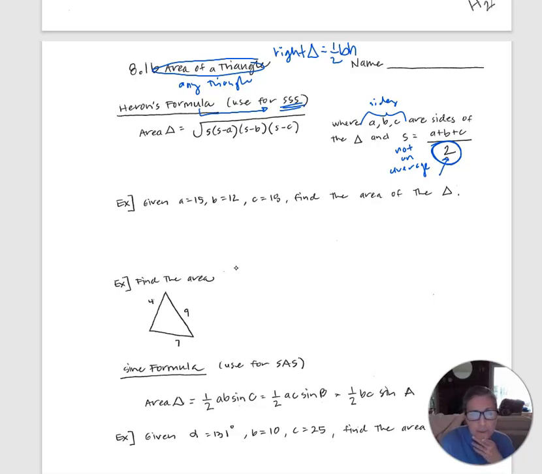It's not an average. And this is the formula. S, which is this special number you get over here, you take S and then S minus side 1, and then S minus side 2, and then S minus side 3. The order of the sides does not matter. And that's it. So let's look at the first one.